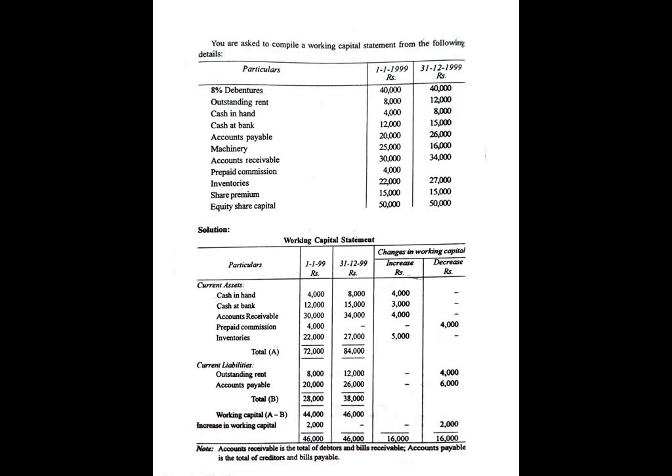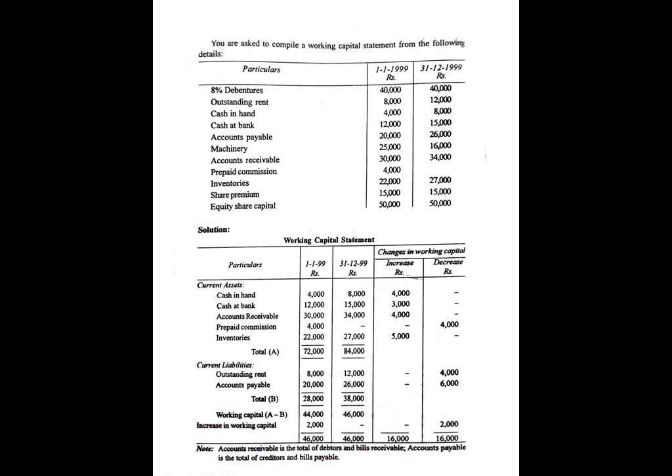We are going to prepare the working capital statement now. We are going to take the current assets. See, first cash in hand: on 1st January 99 it is 4,000, on 31st December 99 it is 8,000. So there is an increase of 4,000. Put it in the increase column. Then cash at bank also increased by 3,000 rupees. Put it in the increase column.